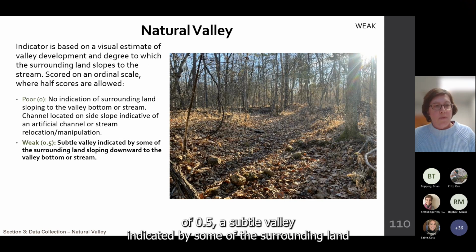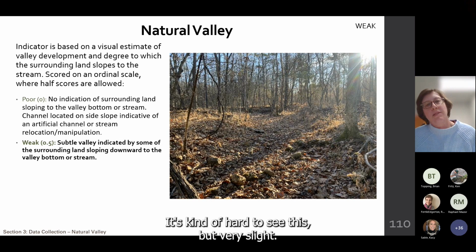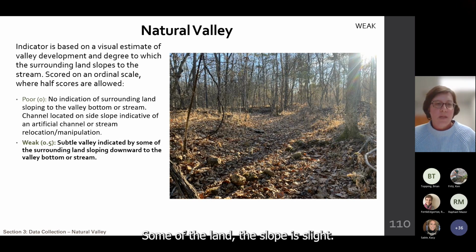For a weak score of 0.5, a subtle valley is indicated by some of the surrounding land sloping downward to the valley bottom or stream. It's kind of hard to see this, but it's very slight. Some of the land, the slope is slight. It's kind of a subtle valley here. This is that dry channel.